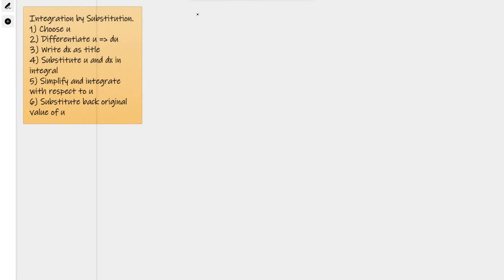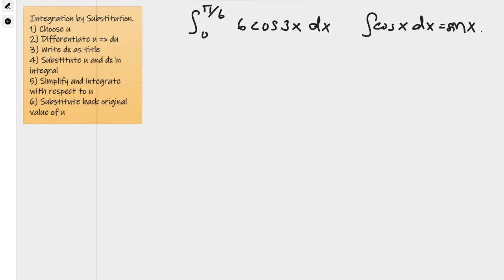In my next example, I want to integrate from 0 to pi over 6 of 6 cos 3x dx. So you can see here I have a trigo function of a function of x, so I cannot just simply use the properties. The property: integrate cos x dx, I will get sin x, which is plus c if I don't have numbers in the integral. If indefinite, I need to add plus c, but this one is definite, so no need to add plus c later on.